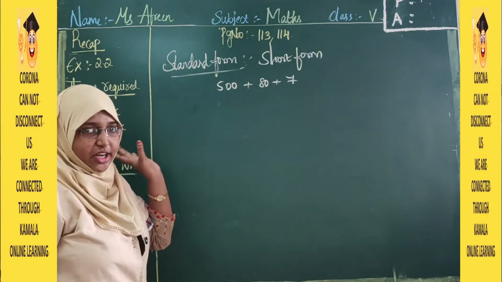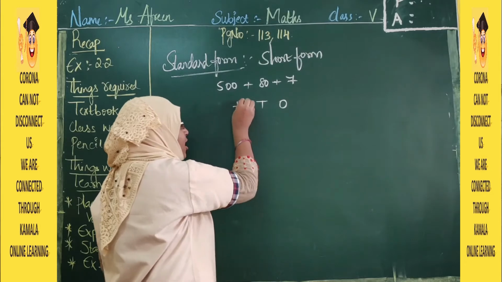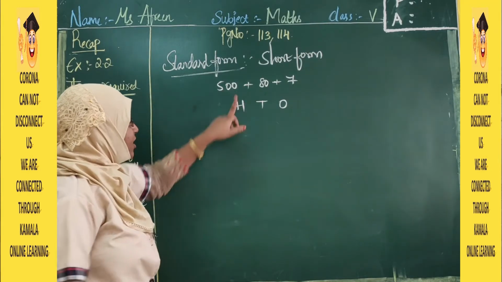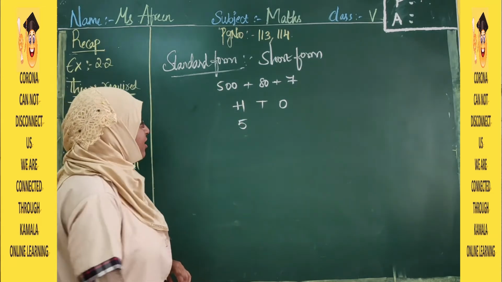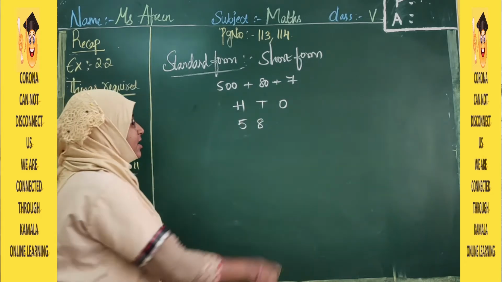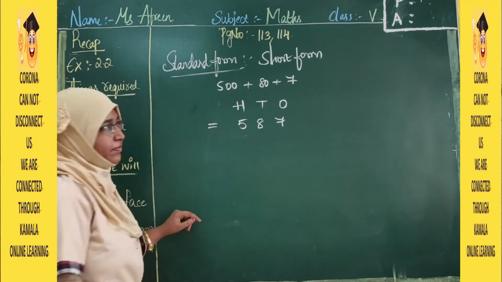So the highest place is hundreds. Let us write the values. Place values: ones, tens, hundreds. Okay, I have written the three places. Now 500, so I am writing 5 in the hundreds place. Similarly, we will write 8 in the tens place and 7 in the ones place. This is our short form.